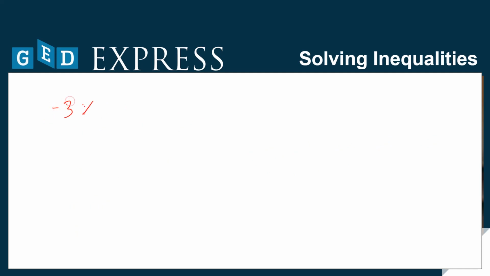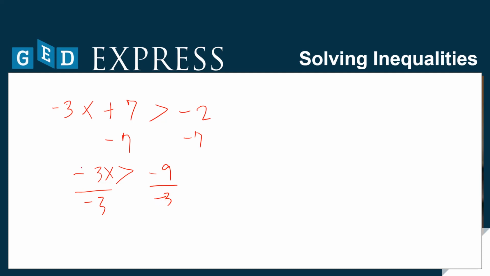Minus 3x plus 7 is greater than minus 2. So let's undo addition by subtraction. So minus 7, minus 7. So we have minus 3x is greater than minus 2 minus 7, which is minus 9. Then undoing the multiplication by dividing both sides by minus 3. So this is cancelled. So we have x.